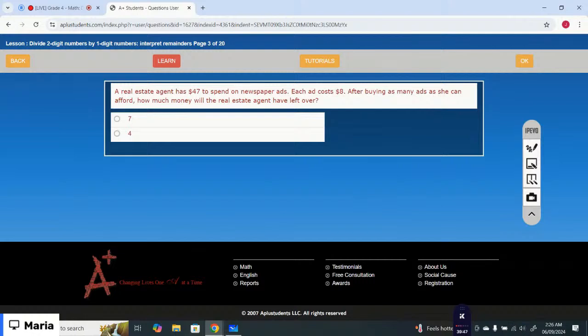A real estate agent has $47 to spend on newspaper ads. Each ad costs $8. After buying as many ads as she can afford, how much money will the real estate agent have left? Which is the correct option?